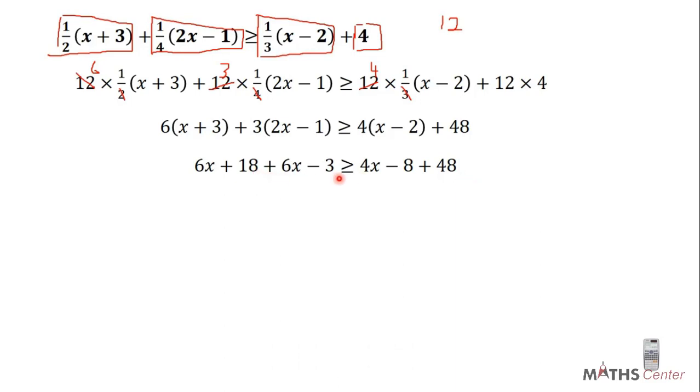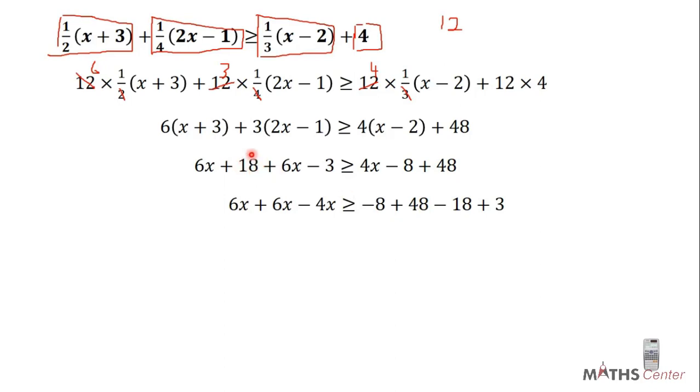I'm going to keep the terms with x on the left hand side, then the terms without x on the right hand side, which means that I'll have to bring 4x from this side to that side. So I'm going to have 6x plus 6x, which is already here. 4x is positive, so when it crosses to this side, it becomes negative, so minus 4x. Greater than or equal to, I already have minus 8 here, plus 48 is also here.